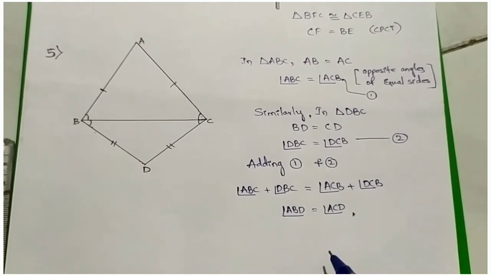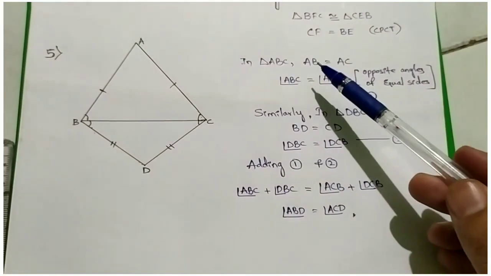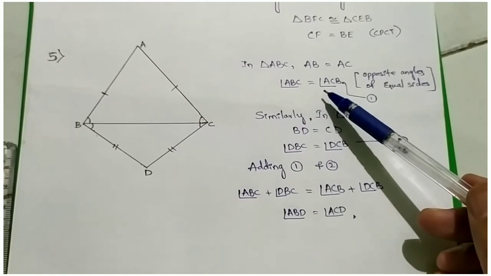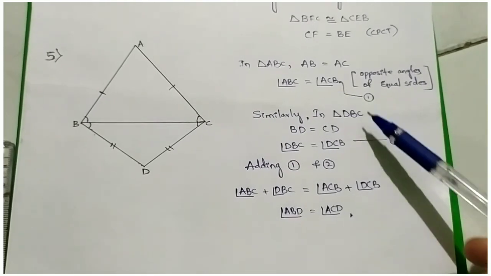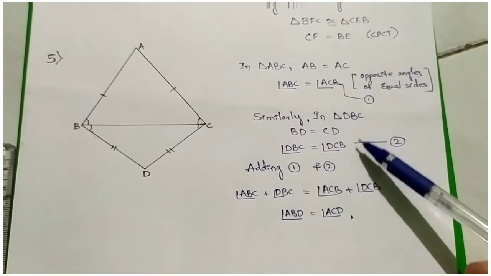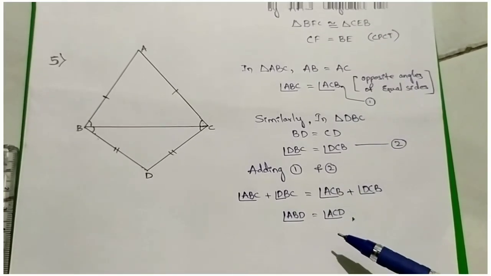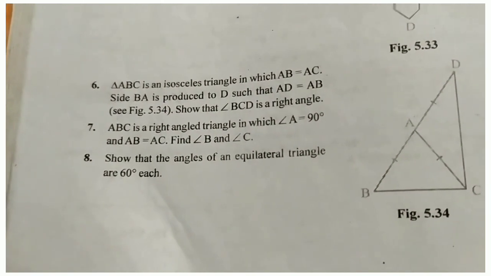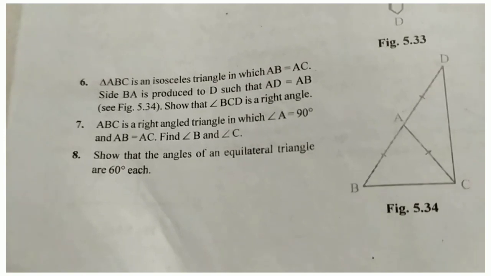Understood? So again, start from the given points and write the equal opposite angles of equal sides. Similarly here also write the opposite angles of equal sides and add them, you will get the answer. Now the 6th question is for your practice. Directly I am going to solve the 7th question.